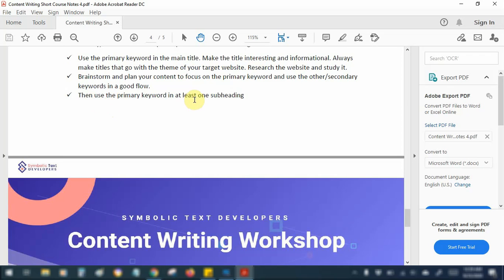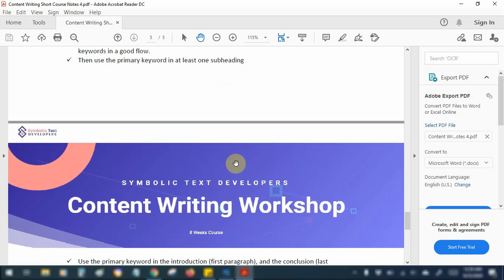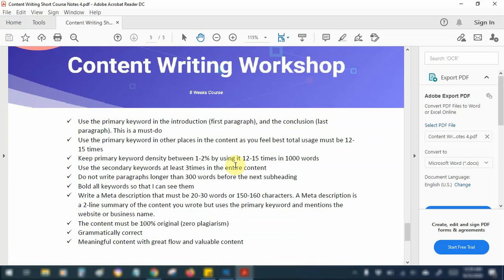and use the primary keyword in at least one subheading, because when you have content you must break it down into subheadings. I usually insist on not having one subheading with more than 300 words. Keep it to 200 words. After every 200 words, add a subheading. So use the primary keyword in the introduction, that is, in the first paragraph, and in the conclusion.